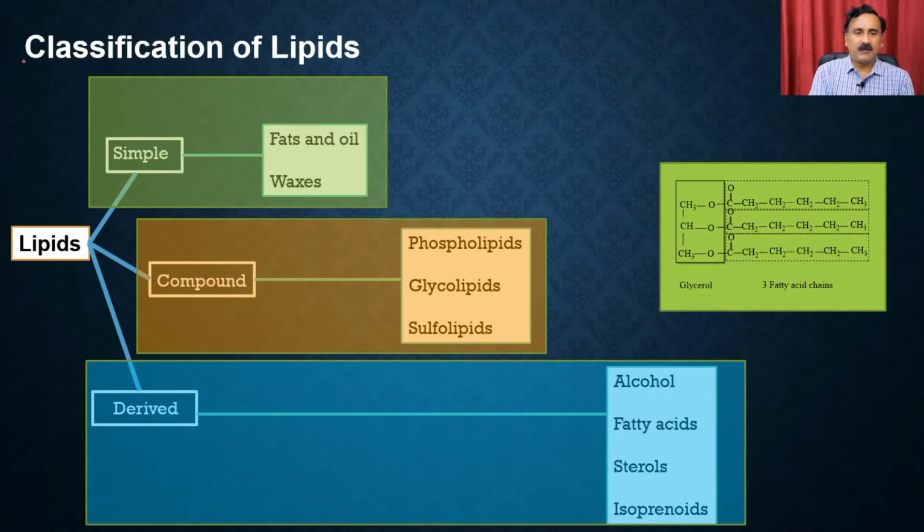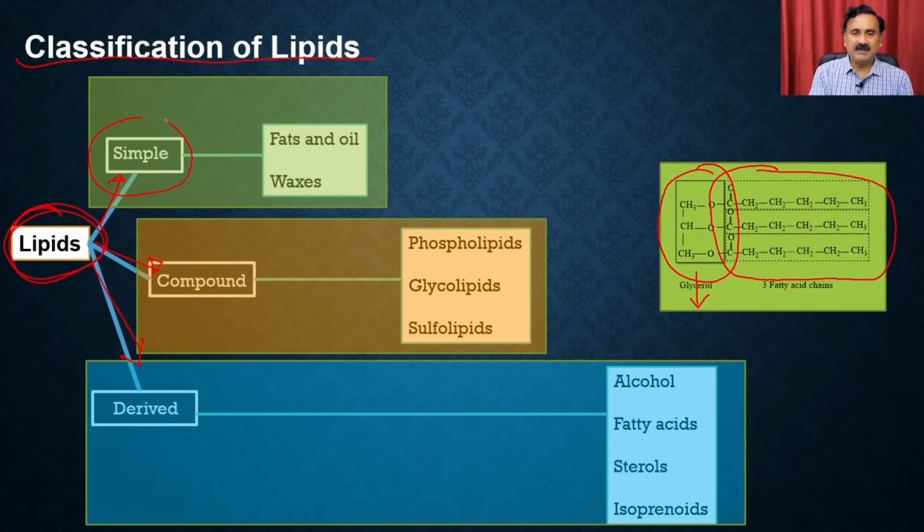Now let's talk about the classification of lipids. Lipids, as I said, have a backbone, which is an alcohol backbone, and they also have different types of fatty acids. These lipids could be of three different types: simple lipids, compound lipids, or derived lipids.